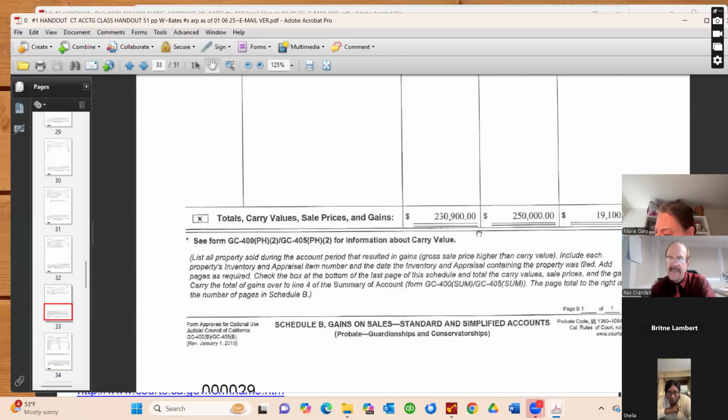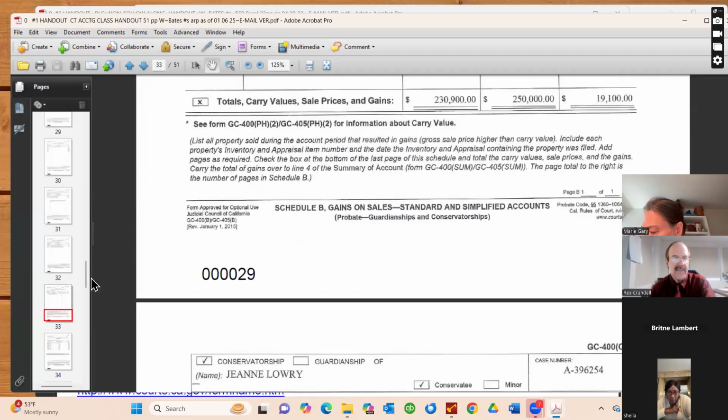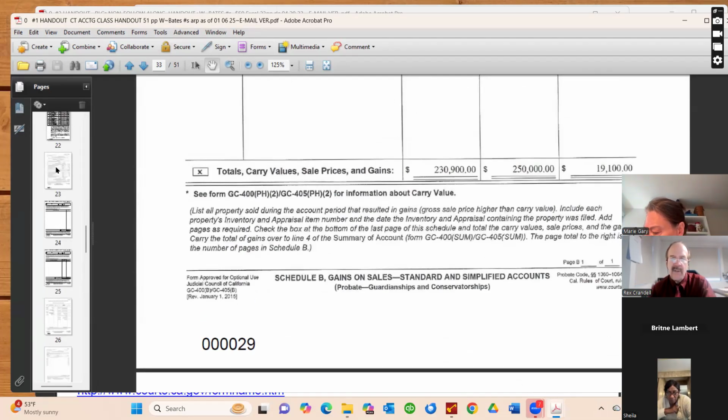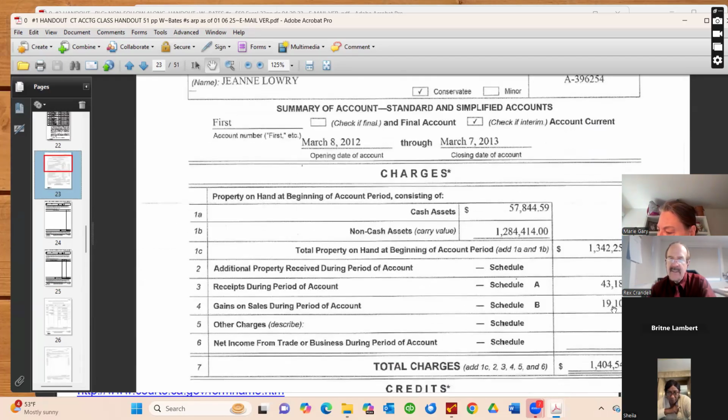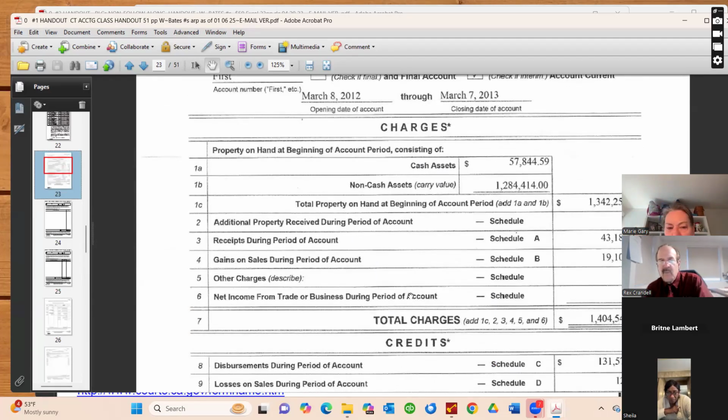So since we're out of the B series form and now we're starting a C series, that's my clue that I need to go back to the GC 400 sum so that we can use the total. Gains during period, 19,100. And we don't have any other gains, any other charges or income. We have no items on line 6. So you can total out your first half, the income side of your GC 400 sum.